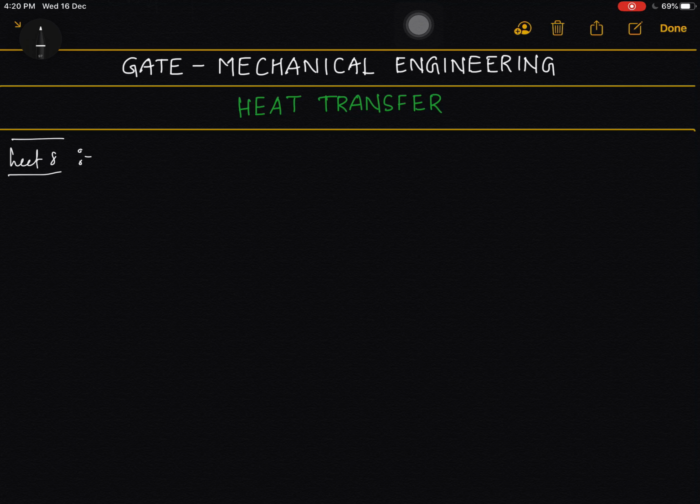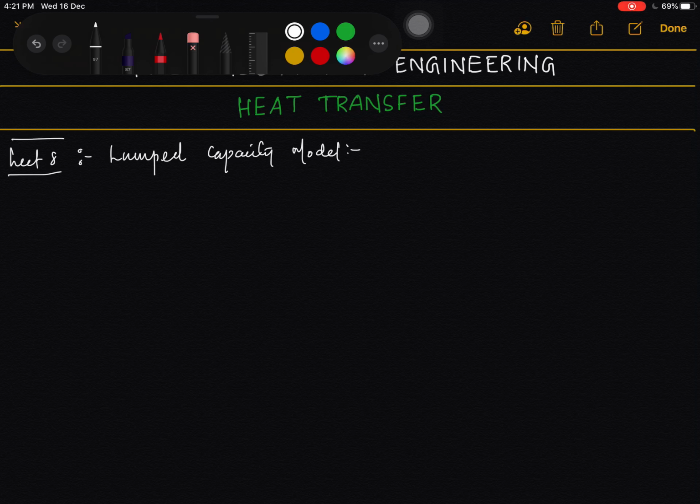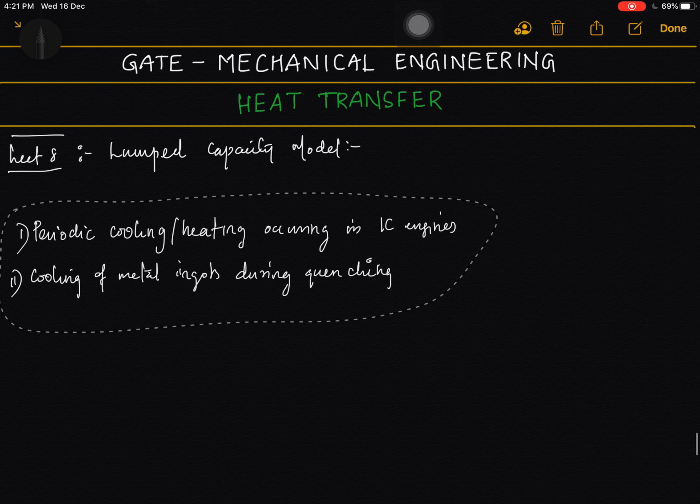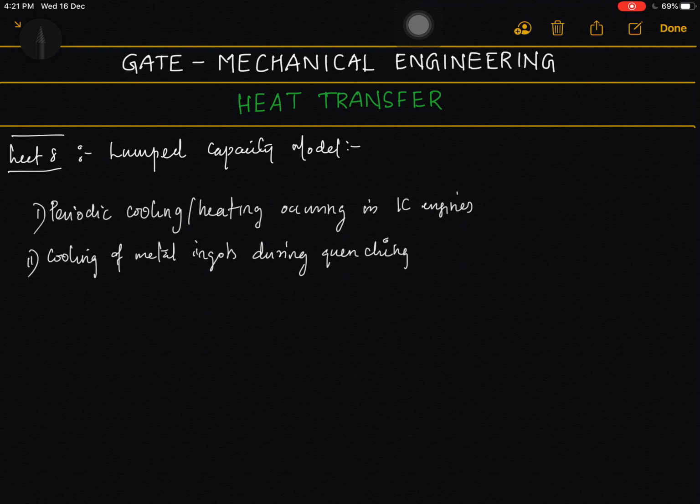Hi friends, this is the 8th lecture in the lecture series for the preparation of GATE in mechanical engineering, and today we will be dealing with a concept called lumped capacity model. For this case, let's suppose two examples or two cases.